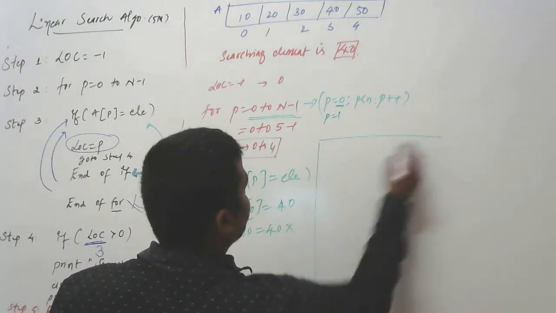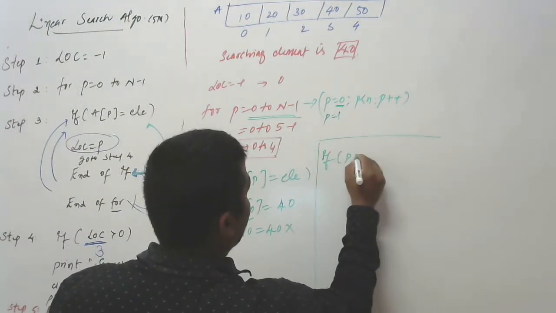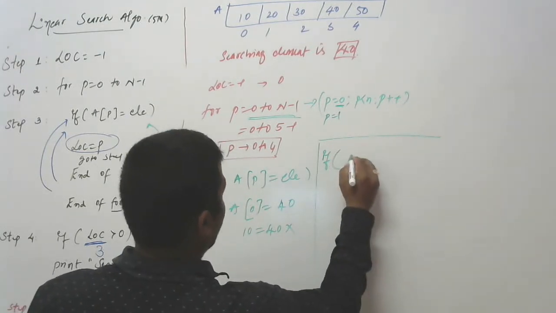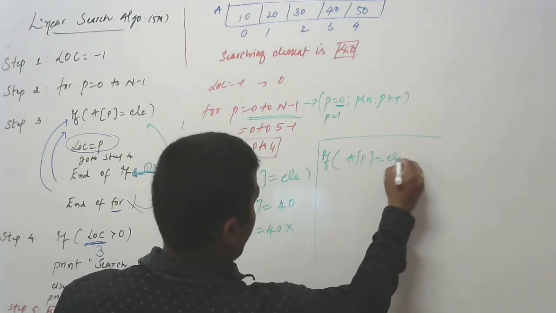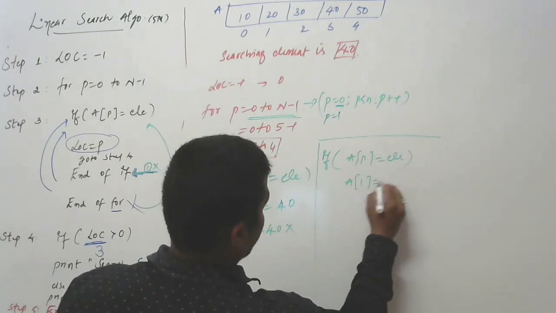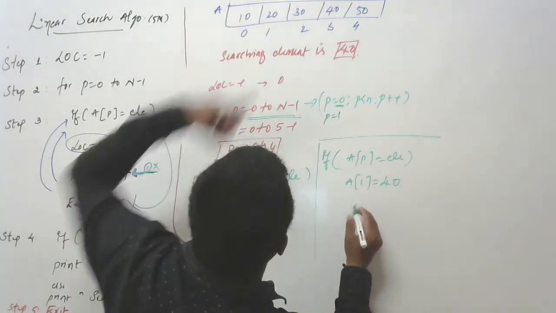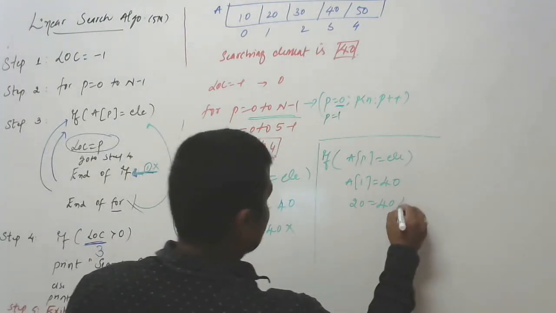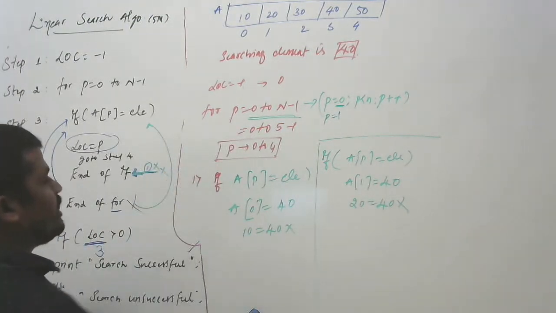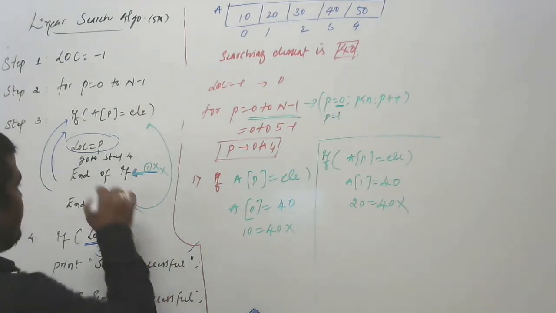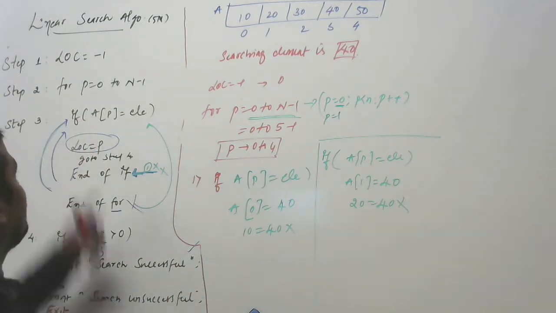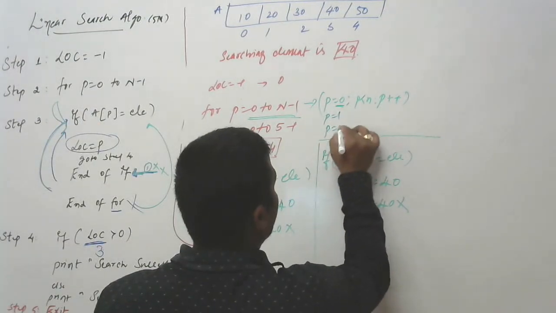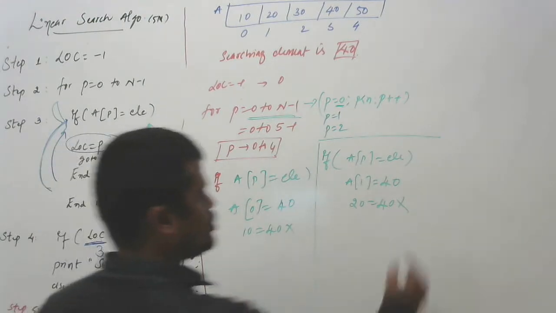So if A of P equals to element, P means 1, searching element is 40, A of 1 how much? 20. Are you searching 20? No, condition is false. Second time the end if will be terminated and it will go back to the for loop. So that time P value becomes 2.